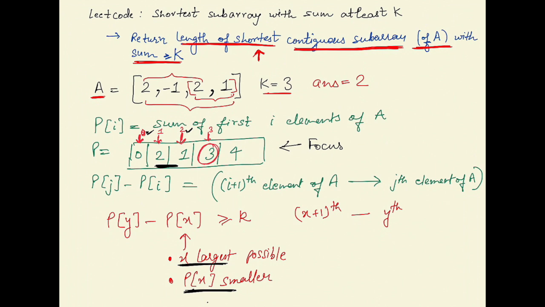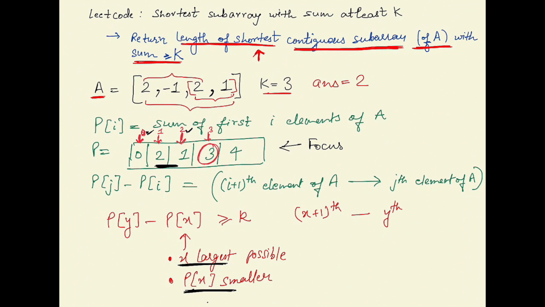There is one algorithm where, for the current element, we compare it with all the previous elements, and if the sum is greater than or equal to k, that is P[y] minus P[x] is greater than or equal to k, we update our answer accordingly with the minimum possible length.